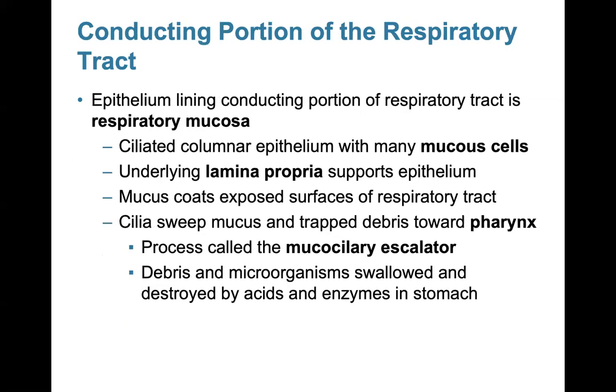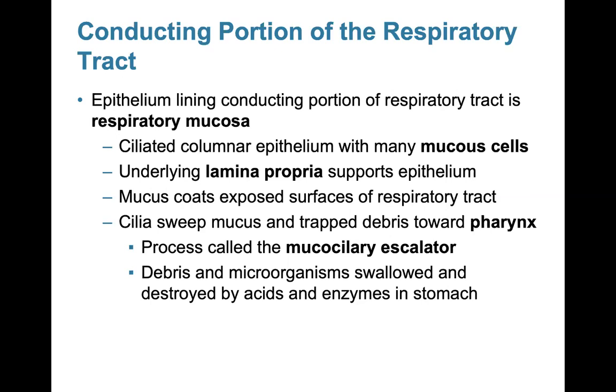The epithelial lining of the conducting portion of the respiratory tract is referred to as the respiratory mucosa. It's going to consist of ciliated columnar epithelium with many mucus cells, and an underlying lamina propria, which is an underlying supportive connective tissue to the epithelium. Mucus coats exposed surfaces of the respiratory tract. And cilia will sweep mucus and trapped debris towards the pharynx.